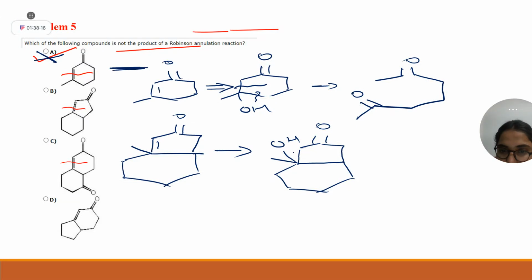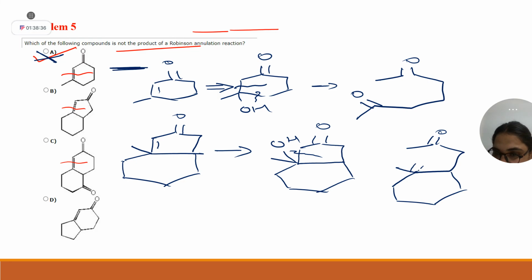Okay, let's do this bond disconnection. CO. This is done, right? Now, three bonds are already done. Can this ketone be made? No, it's not possible. It would become five bonds. That's why B is out. Clear? I hope you have understood that.